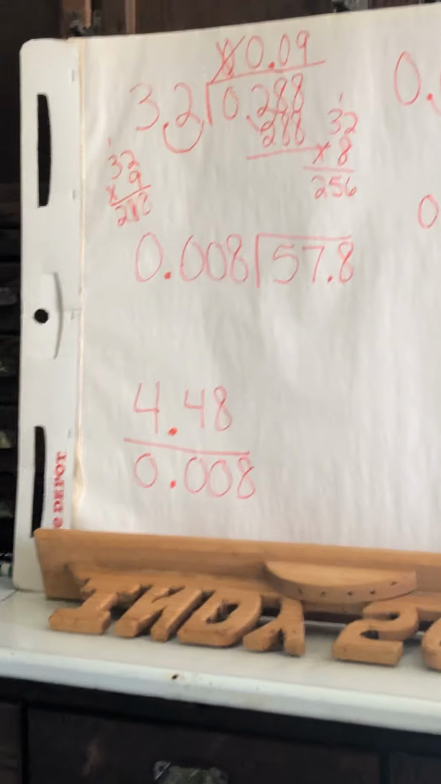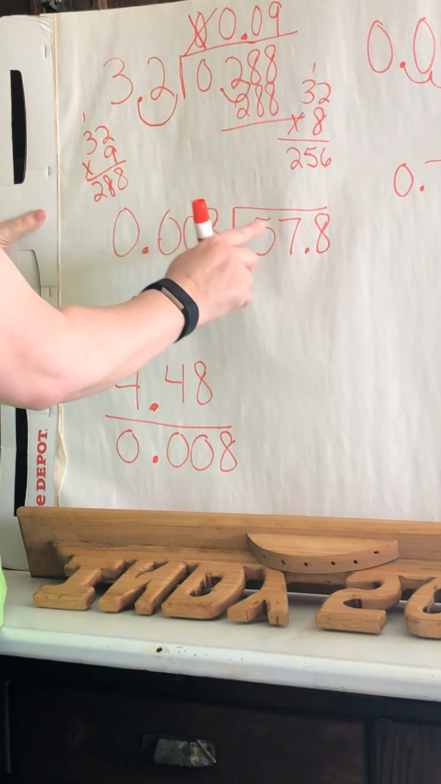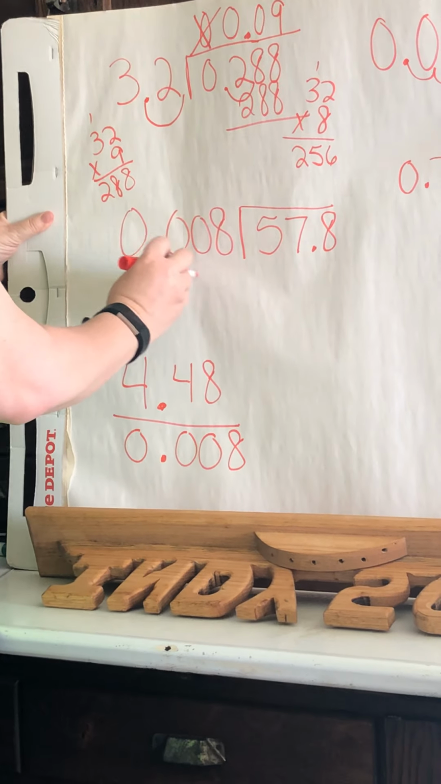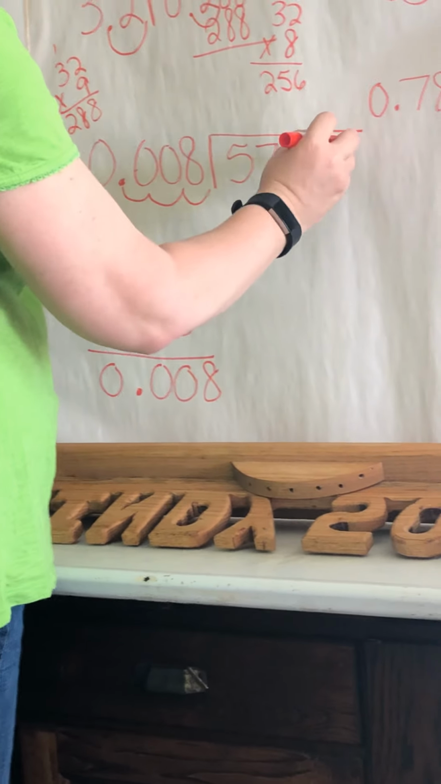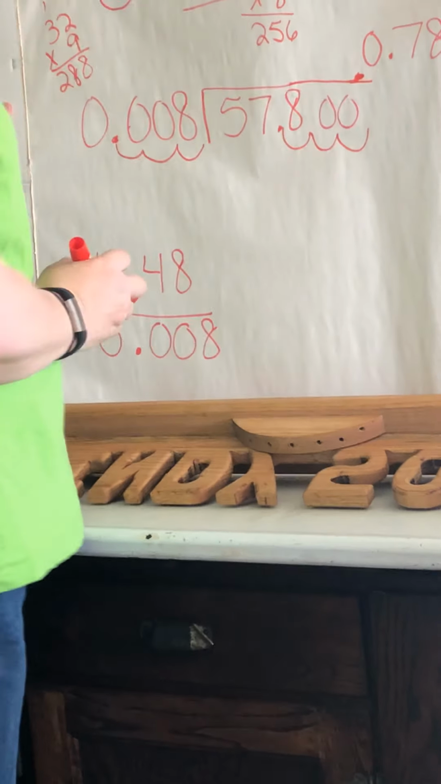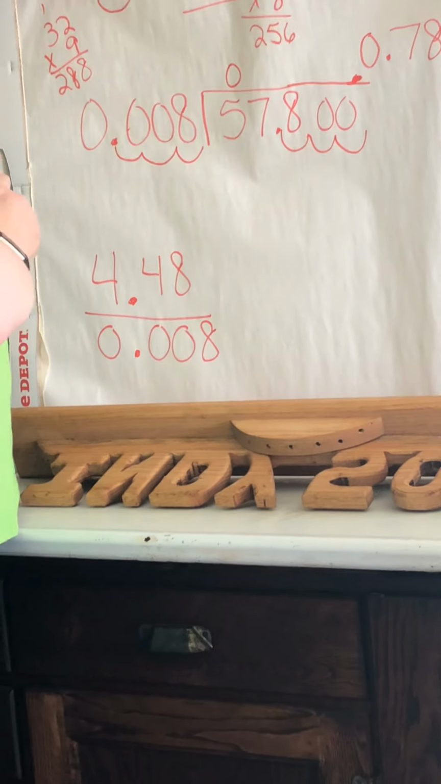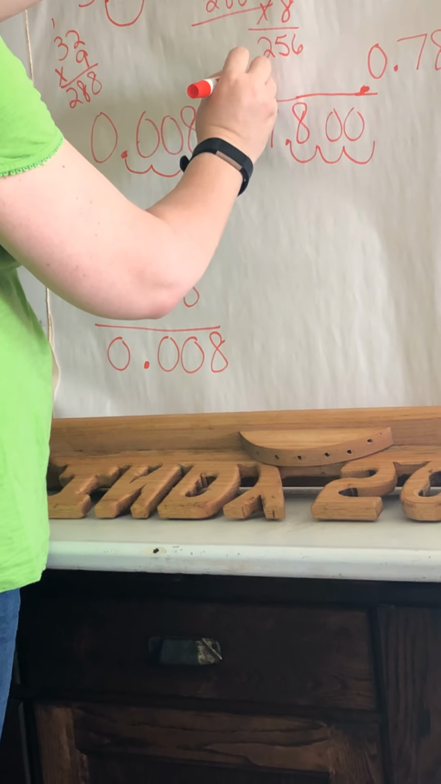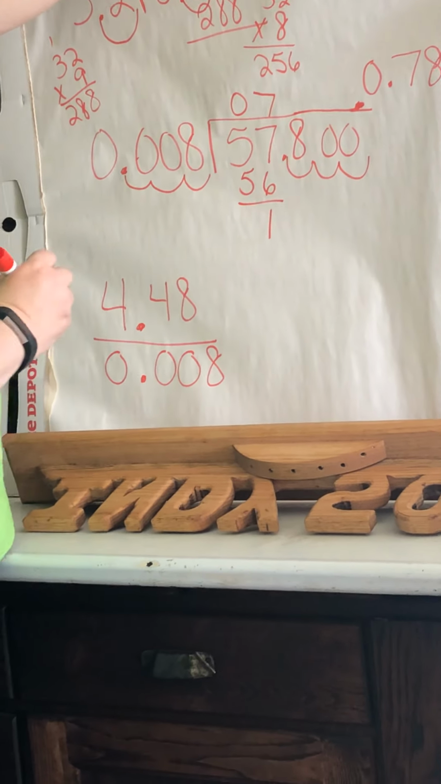Alrighty, 3 more problems on this page. 0.008 divided into 57.8. We're going to move this how many times to get it over to the right? 1, 2, 3. Do the same over here. 1, 2 and 3. Add a couple zeros. And it goes at the end here. All right. 8 can't go into 5. Put a 0. 8 can go into 57. Well, it goes, let's see, 7 times. 8 times 7 is 56. We have 1 left over.